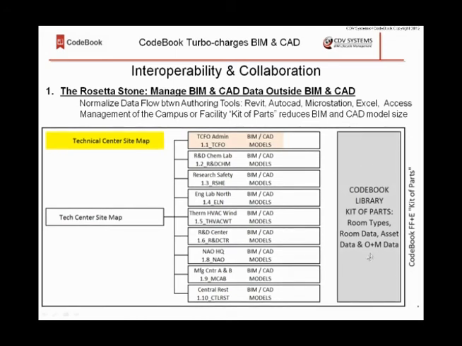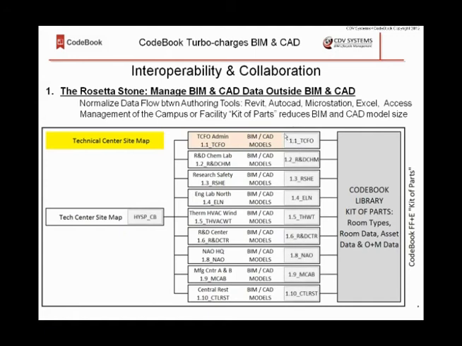Within that kit of parts, you have things like individual assets, VAV boxes, or O&M data attached to those assets, or perhaps room types that define all the requirements for a typical room in a project. Let's say you're doing a hospital. You've got a single bed patient room. All the requirements for that single bed patient room can be defined in the CodeBook kit of parts completely outside the BIM or CAD projects.